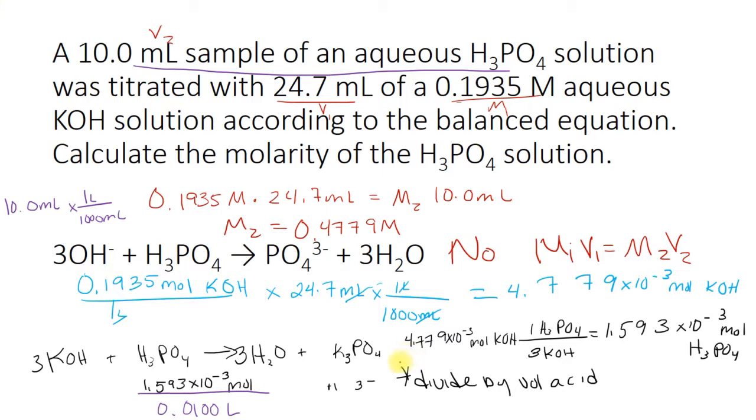And so we get an answer of 0.1593. Now, it's important to recognize that significant figures matter. So actually this is wrong because I have 3 significant figures in our milliliter volume, so it should be 159 molar.